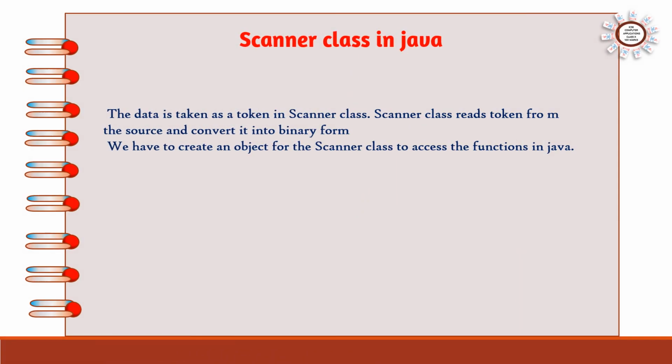Now we can see how data is accepted in the Scanner class. Data is taken as a token in the Scanner class, and the Scanner class reads tokens from the source where we are typing and converts them into binary form or machine form. And for accessing the functions in Java by using the Scanner class, we have to create an object. So how will we create the object? Scanner sc, because Scanner is the class name. Scanner sc = new Scanner(System.in), where sc is the object which we are creating.